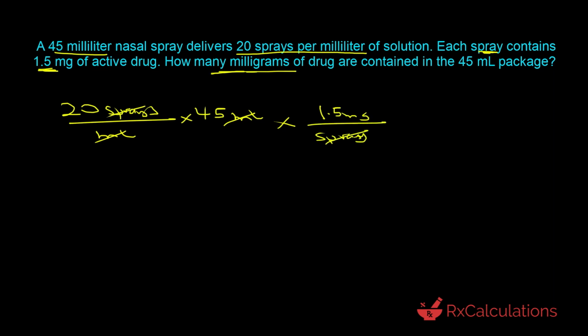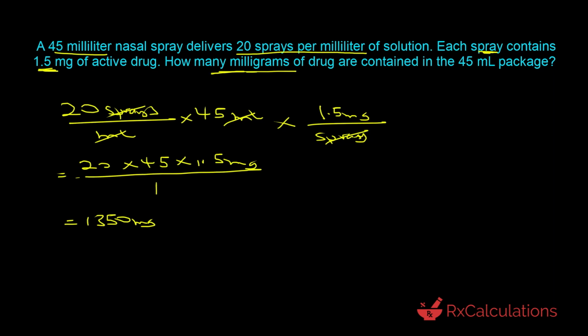And if you're doing this, the next step is to multiply all the terms in the numerator. So you have 20 times 45 times 1.5 milligrams divided by 1. And that should give you the 1350 milligrams. So if you got this, that's fine. If not, this is just a review. And the important thing always is to identify what we call your conversion factors. In this instance, you have 20 sprays per milliliter, and how much drug each spray actually contains, so how many milligrams of drug are in each spray. So that's the first one. This is just like a warm up.